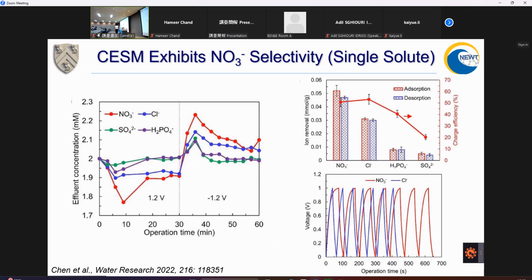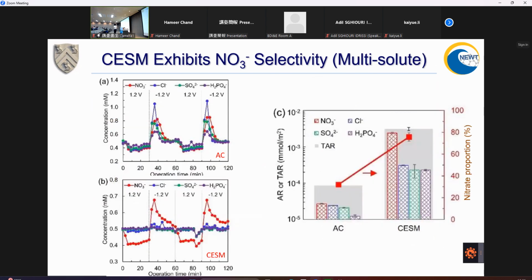So here are some results for our single-solute electrosorption experiment. I didn't show you the activated carbon, but the activated carbon basically showed the highest absorption for chloride. And here you can see nitrate, among all the anions we tested, has the highest absorption. And you can also see here that it also has the highest charge efficiency for nitrate. It has much higher capacitance when nitrate is the anion instead of chloride.